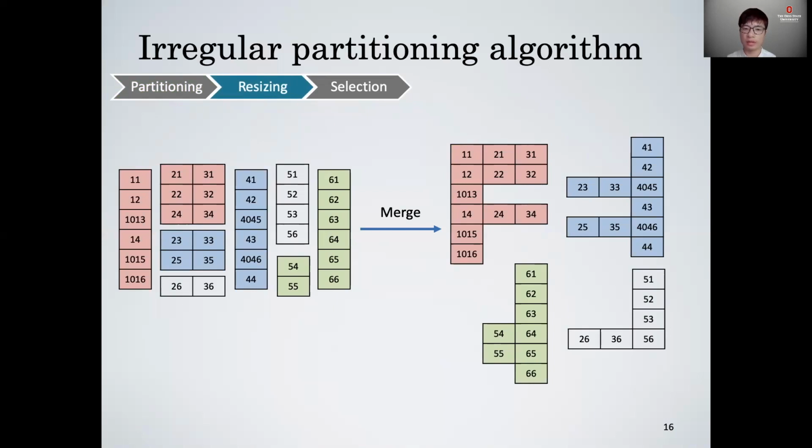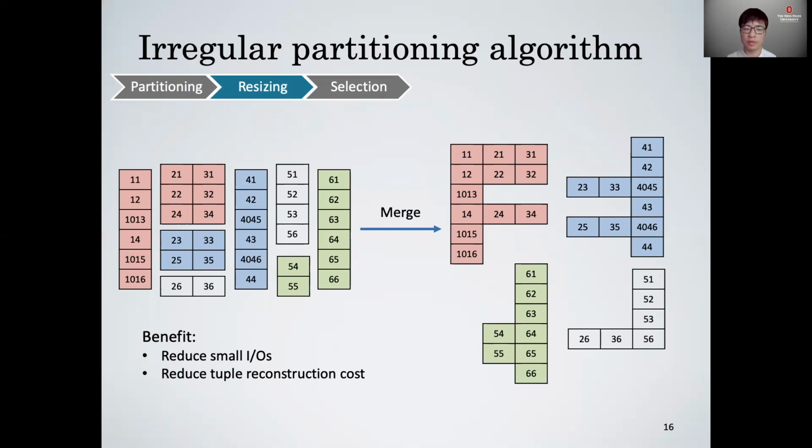And then in the resizing phase, we merge these rectangular partitions with the same access pattern into larger and irregular partitions. There are 2 benefits of the merging. First, we could reduce the small I/Os to these rectangular partitions. And second, we could reduce the tuple reconstruction cost across the rectangular partitions.